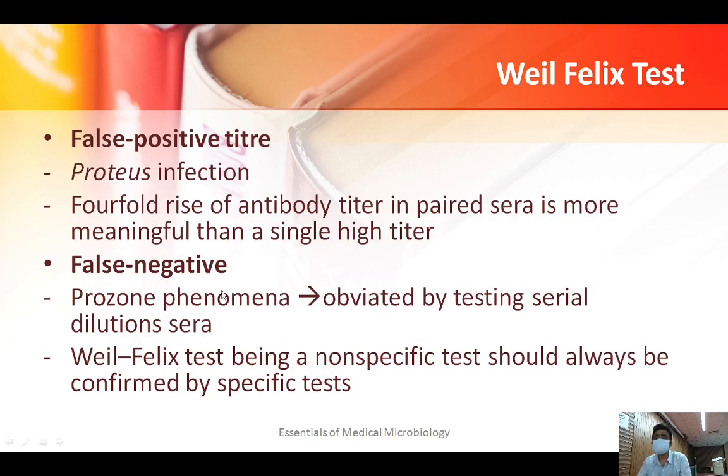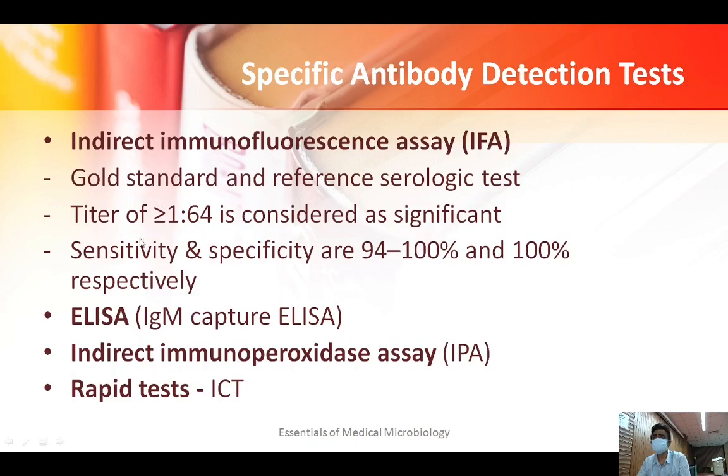False negatives can also occur, because it may exhibit the prozone phenomenon. You know, if antigen and antibody are present in equal concentration, only then is agglutination seen. If either is high or low, postzone or prozone phenomenon, it may not show agglutination, which may result in a false negative. That is obviated by doing serial dilution, so that at a particular dilution at least the antigen and antibody will be similar.